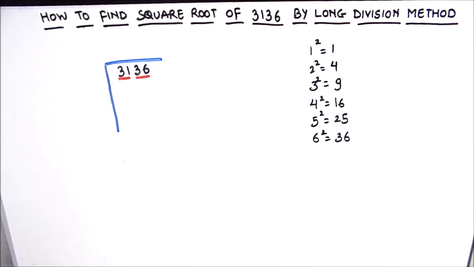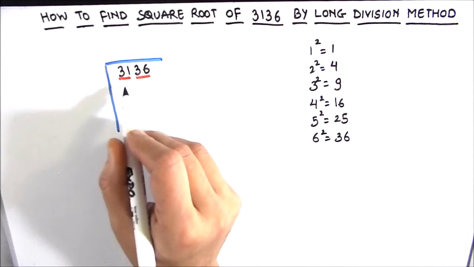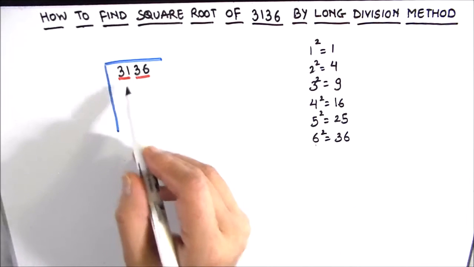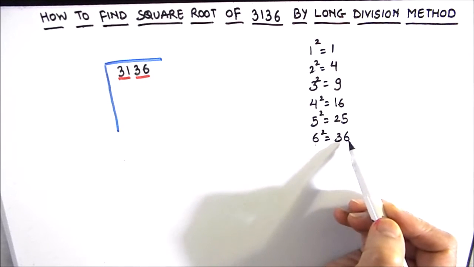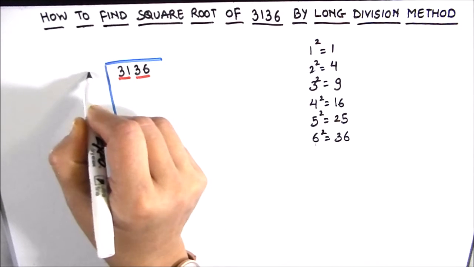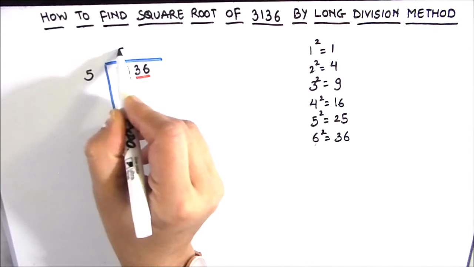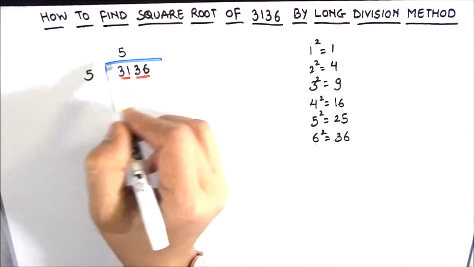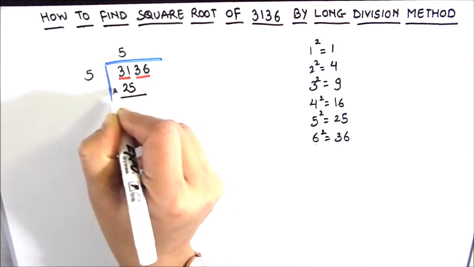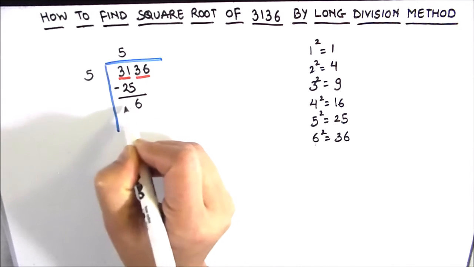The next step is to find the number whose square is equal to 31 or just less than 31. If we see the squares here, 31 lies in between 25 and 36. So we are going to take 5 as our number. We write 5 in the divisor, and 5 will be our quotient. 5 times 5 is 25, and we subtract the two numbers. 31 minus 25 gives us 6.